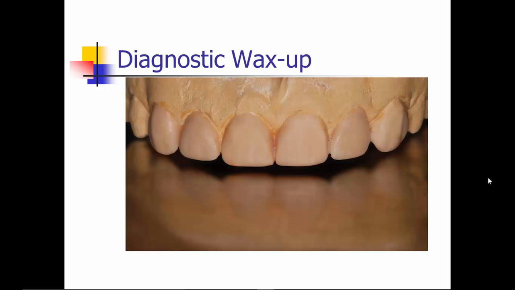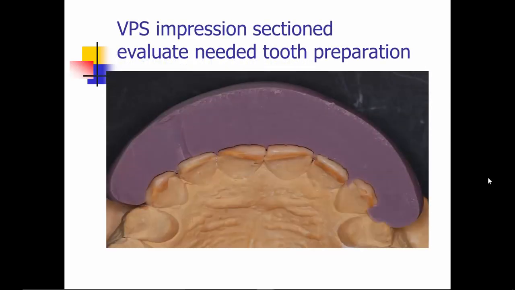So from my diagnostic wax-up, I'm going to go in and make an impression of this wax-up. I'm going to section it along the incisal edge, and I'll take a look at how the diagnostic wax-up will help me determine my tooth preparations for the porcelain veneers. So here I've sectioned my impression of the wax-up, and I can see where the wax is relative to the teeth.